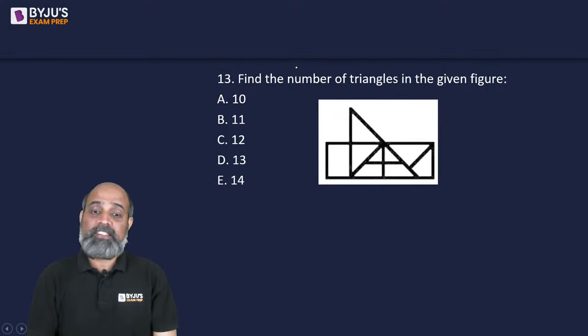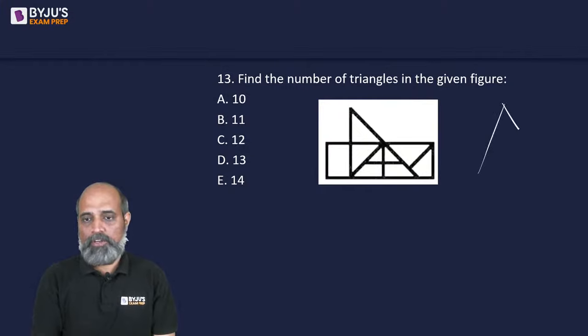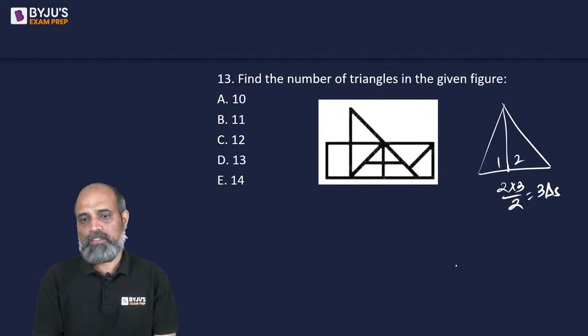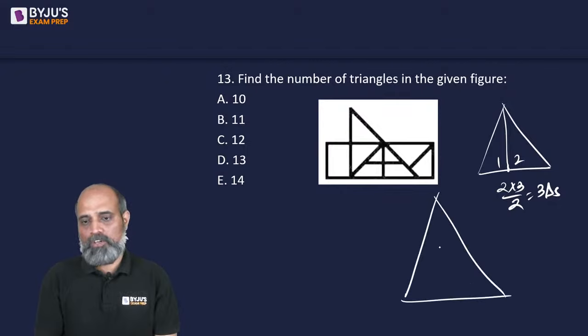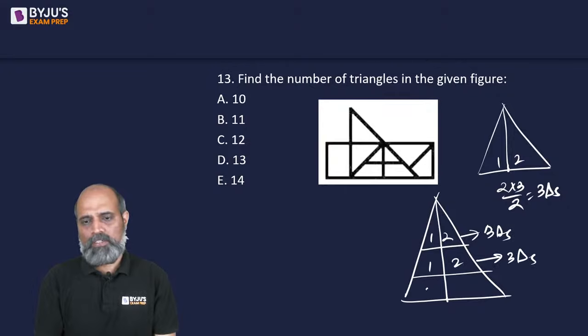Find the number of triangles in this given figure. Hint? Use the same logic. 1, 2, 2 into 3 by 2, 3 triangles. What if I extend this? और मैंने कुछ ऐसा ड्रॉ कर लिया. कुछ नहीं करना है. 1 and 2, 3 triangles. 1 and 2, 3 triangles. 1 and 2, 3 triangles. So total 9 triangles हो जाएंगे.